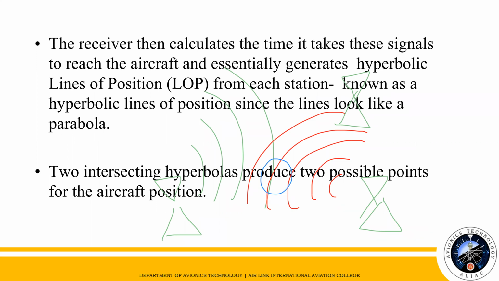And then next, si slave B station, magpuproduce din yan ng signal, and then magkakaroon ng intersecting points. So once nagkaroon ng intersection ng 2 points, magkakaroon na siya ng two possible points for the aircraft position, either here or there.